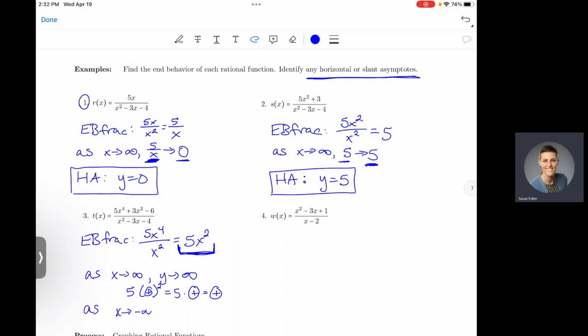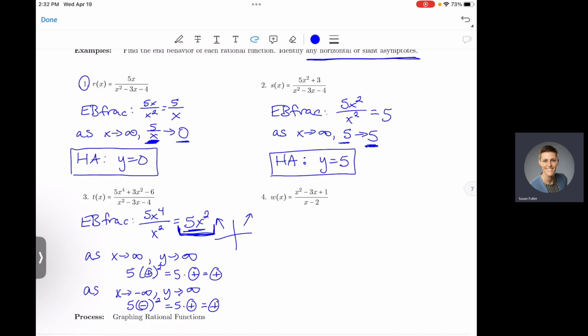And then as x goes to negative infinity, I'm going to plug a huge negative number in for x in my end behavior fraction. And if I square a huge negative number, I get a big positive number. I'm going to multiply that thing by 5, and I'm still going to have a big positive number, which means I'm going to go to infinity on both sides. And this thing has polynomial end behavior. It looks like this. We don't have a horizontal or slant asymptote. So this has no horizontal asymptote or slant asymptote.